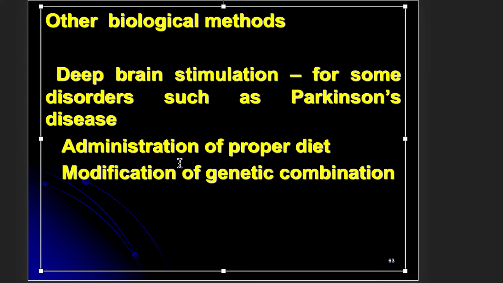Through modification of the genetic combination. Have you heard about the GMO? No, that's the GMO, genetically modified organism. Now, it's a procedure that has been adapted in agriculture. There are plants that are heat resistant, drought resistant, pest resistant. We have corn that's genetically modified. From its genes, its weaknesses are taken out and replaced with strength. So that's modification of genetic combination.